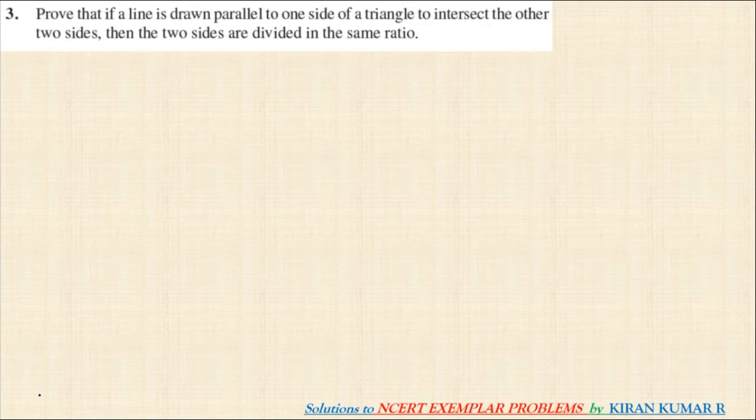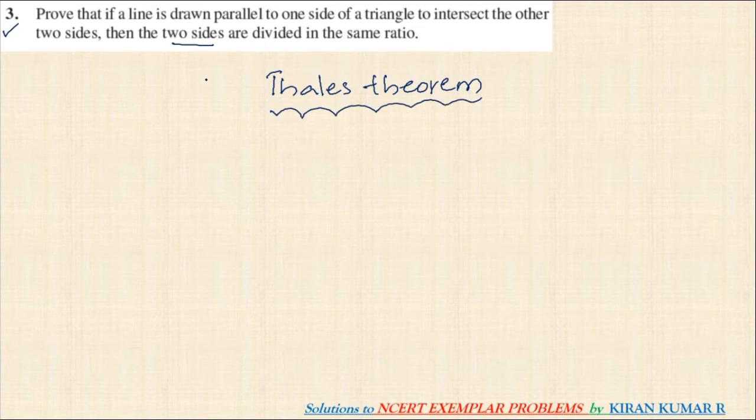Question number 3, it's one of the important question. Prove that if a line is drawn parallel to one of the sides of a triangle to intersect the other two sides, then the two sides are divided in the same ratio. This particular thing we have done, this is same as the Thales theorem. Sometimes in the examination they may give the statement, or else they may ask state and prove Thales theorem, or else it is also called as basic proportionality theorem.